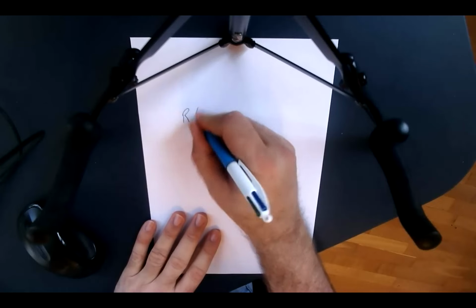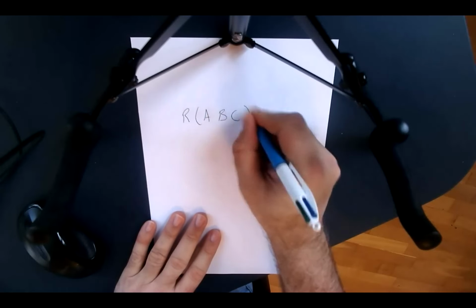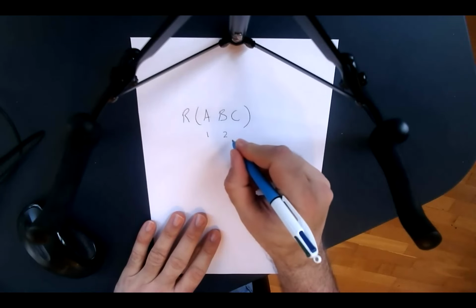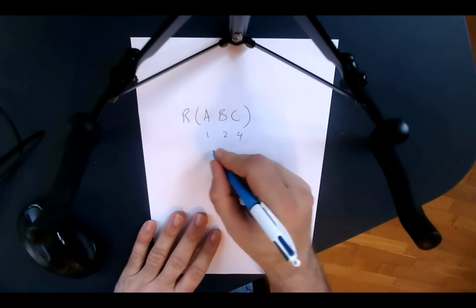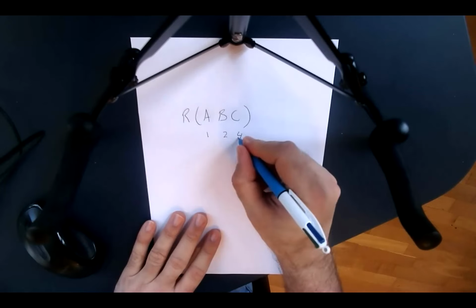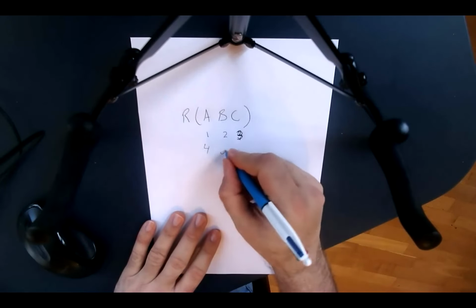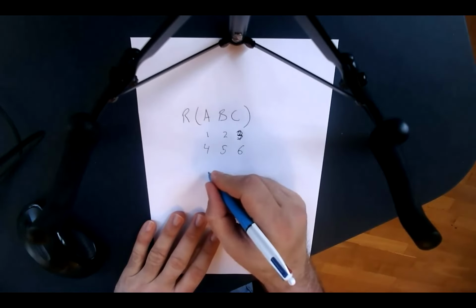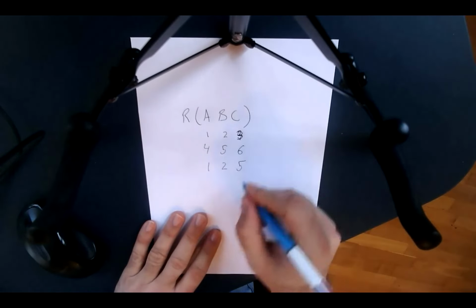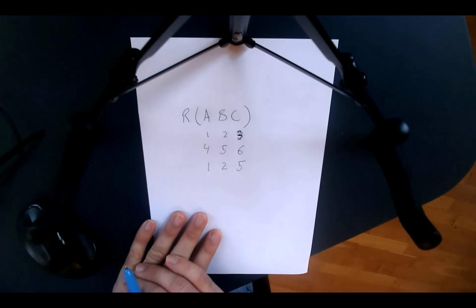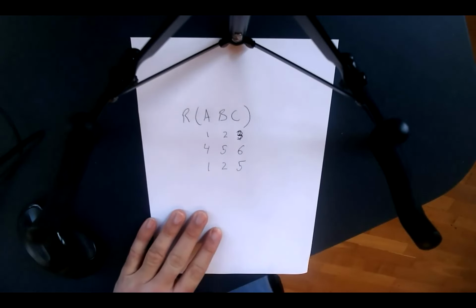Okay, let's go to this example here. We have R with A, B, C. Let me start off with a simple one: 1, 2, 3. I'll make it exactly the same: 4, 5, 6. 1, 2, 5. Okay, this is good. It looks fine, but I can make it even better, and in fact I think I will.